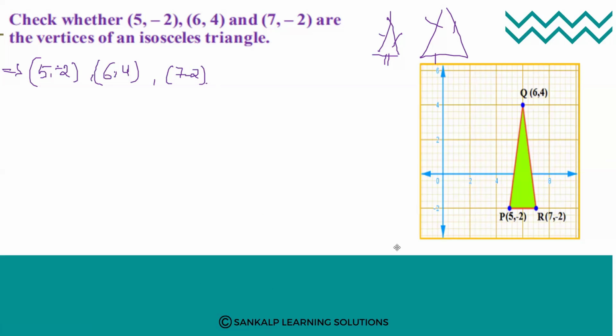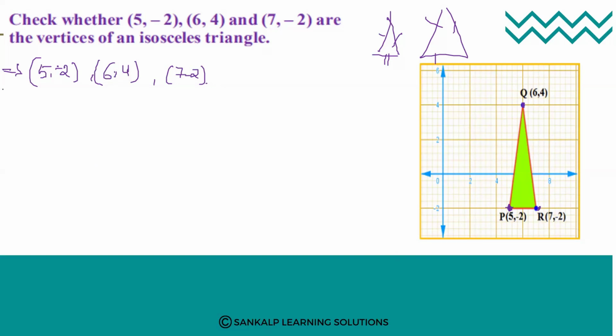So you will get a triangle like this. Call this point P. 5, -2, okay. 5, -2 will come here. 6, 4 will come here. 7, -2. So this is one triangle. We have to check whether it is isosceles or not.